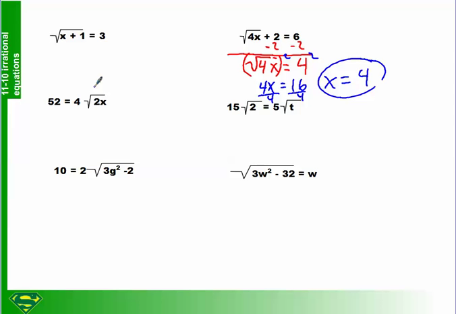Well, here we have another problem that is of equal complexity, but instead of adding something, we are multiplying something to our square root. And we know we need to get that term with the square root by itself before we can square it. So what's the opposite of multiplying by 4? Dividing by 4. So let's divide everything by 4. So we get 13 is equal to the square root of 2x. So what's the opposite of square rooting? Squaring. So let's go ahead and square this.